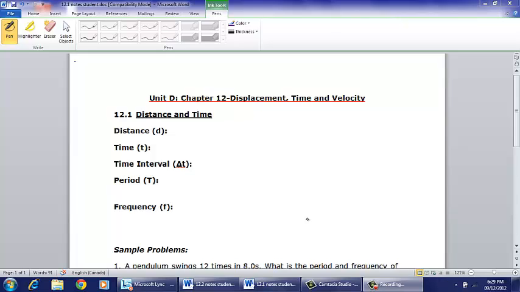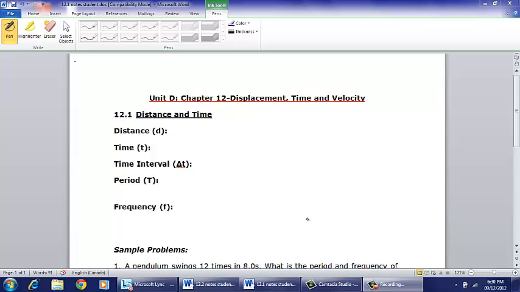In this unit, you will learn how to describe an object's motion. You're going to learn several methods to describe the motion and apply them in different situations. Section 12.1 is all about distance and time, and we're going to start by learning some definitions and some abbreviations for some words you can use to describe motion.